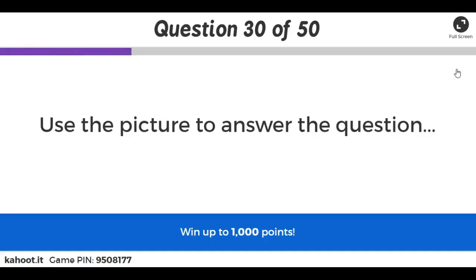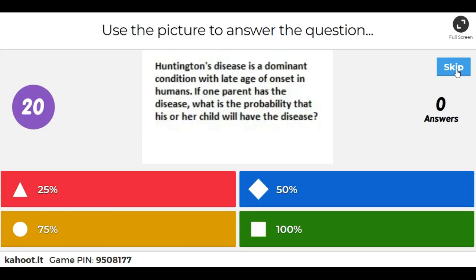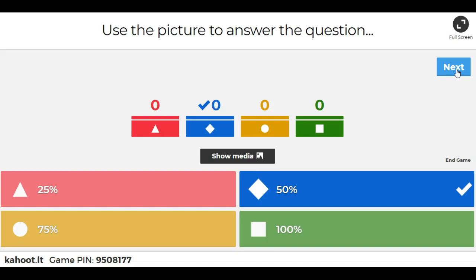Question 30. So we're going to use a picture to answer the question. So the answer is 50%. Since this is a dominant trait, that parent is a heterozygote for this trait, so they have a 50% chance of their child having that condition.